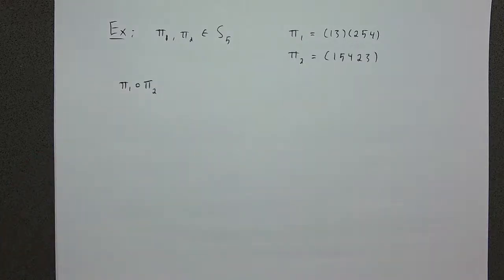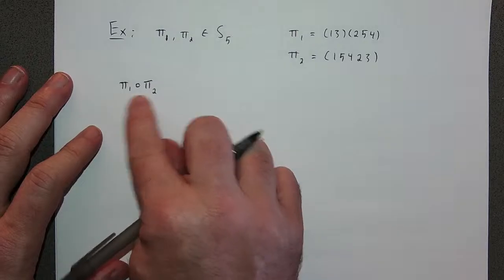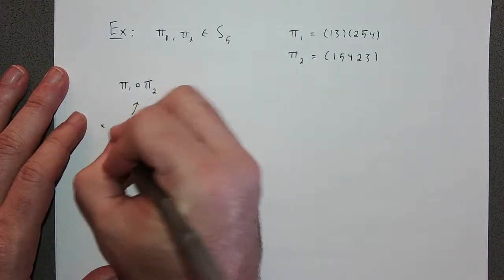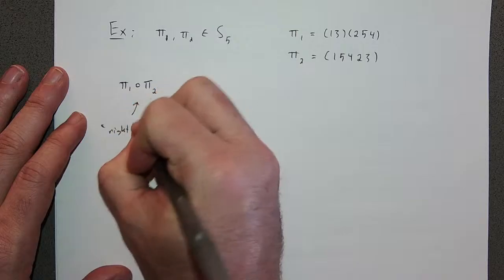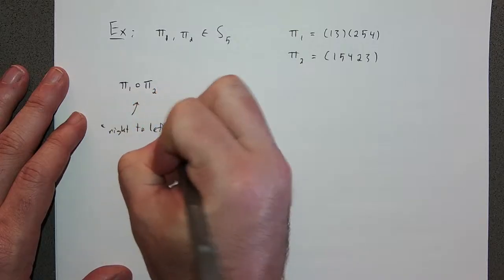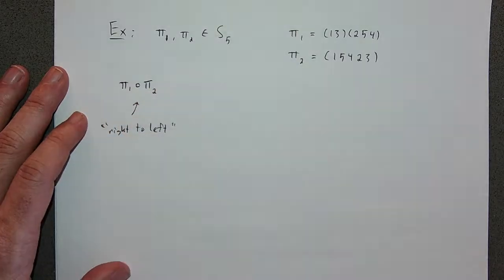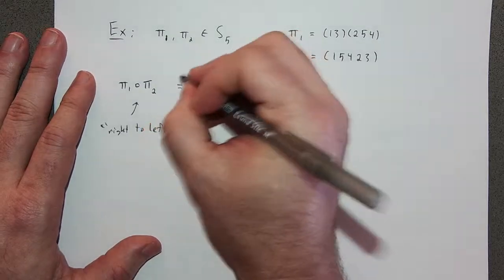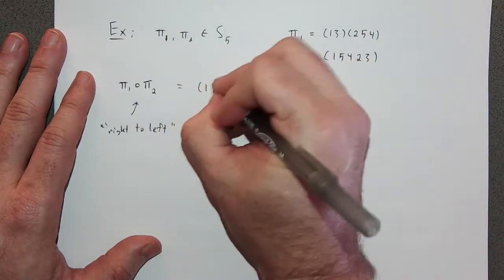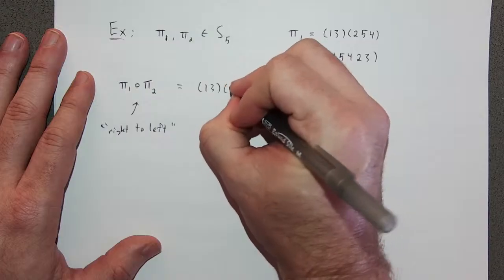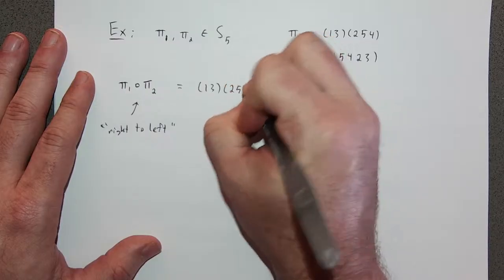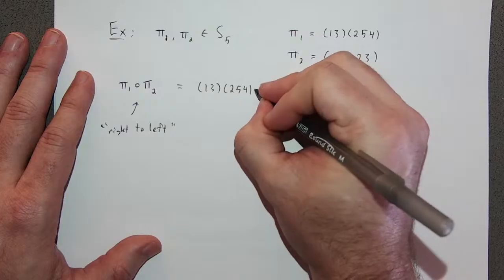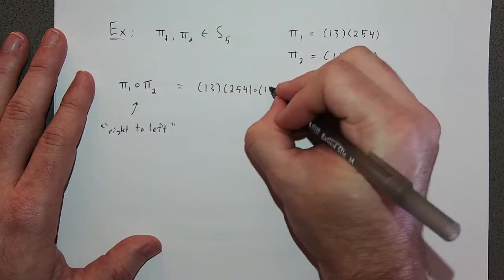It's a composition. Because it's a composition, again, this is read right to left, because this is function composition. So writing them in cycle notation, I'll write it out.